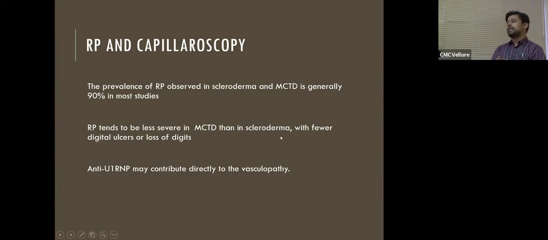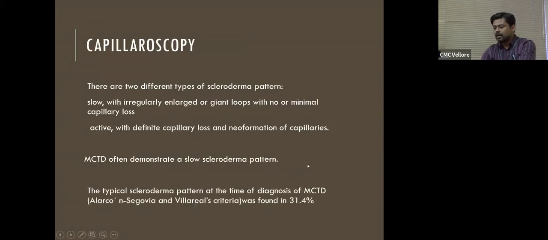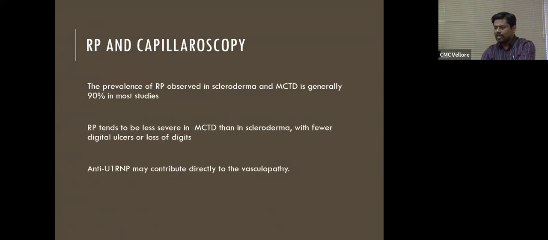Severity means gangrene and non-healing ulcers. They are usually lesser in MCTD, with loss of digits being lesser. And this anti-RNP may actually be associated with the vasculopathy which these patients have. I'm not going into the details of why Raynaud's happens, but generally it's the endothelium which is damaged and not responding to nitric oxide, not responding to the usual vasodilatory molecules being released. So the vessels get constricted easily and thrombosed easily, and that's why you get bad Raynaud's.